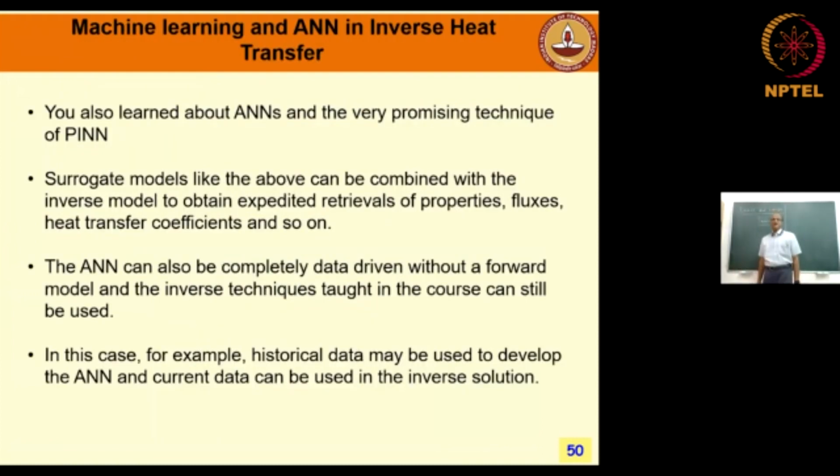Okay, so machine learning, the use of machine learning in inverse heat transfer. You also learned about ANNs, the very promising technique of physics-informed neural networks. Surrogate models like the above can be combined with the inverse model to obtain expedited or fast retrievals of properties, fluxes, heat transfer coefficients, and so on. The ANN can also be completely data-driven without a forward model or differential equation. Professor S. Balaji would have taught you that without a forward model, the inverse techniques taught in the course can still be used. In this case, for example, historical data may be used to develop the ANN and current data can be used in the inverse solution.